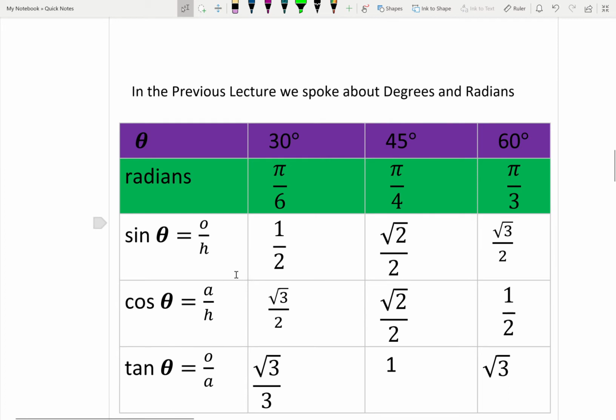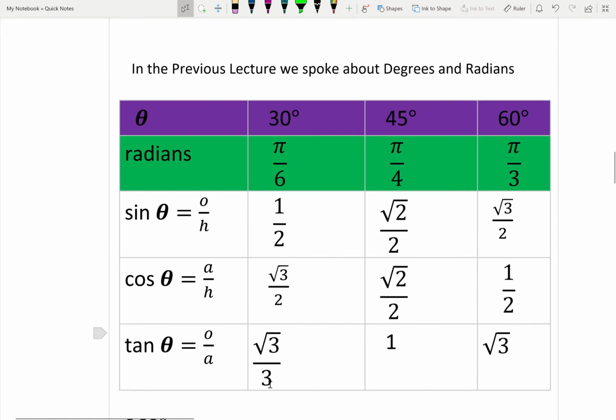So in the same sense, we could say that sine of pi over 6 radians is equal to 1/2. Cosine of pi over 4 radians is square root of 2 over 2. And tangent of pi over 6 radians is square root of 3 over 3. So we use these in examples, but we didn't really talk about what they are, right?